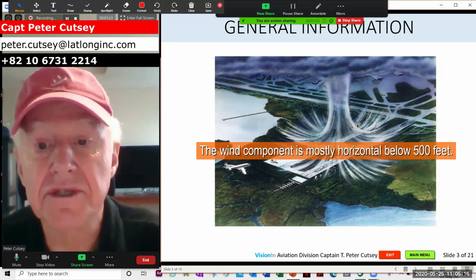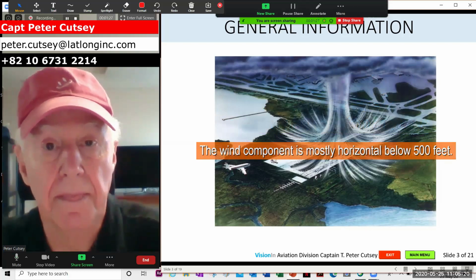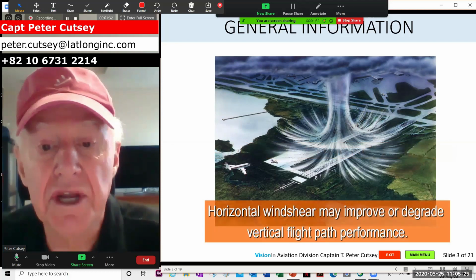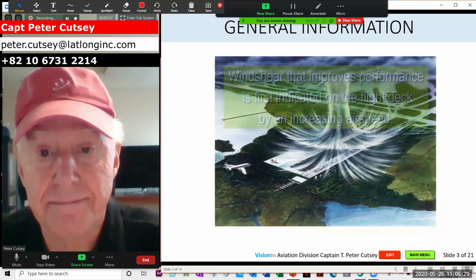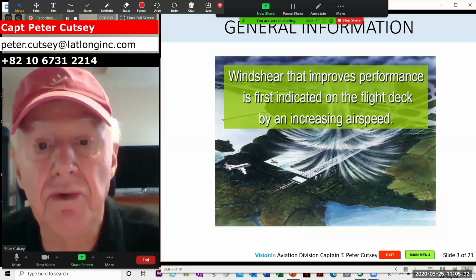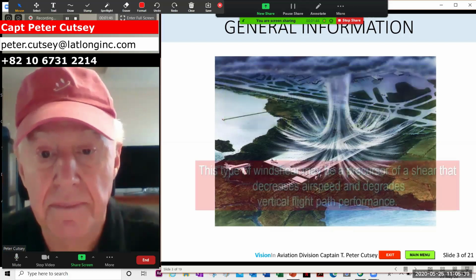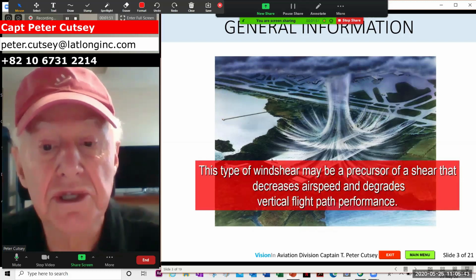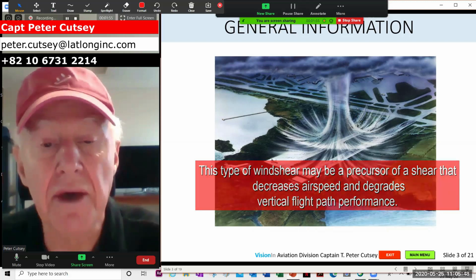The wind component is mostly horizontal below 500 feet. Horizontal wind shear may improve or degrade vertical flight path performance. Wind shear that improves performance is first indicated on the flight deck by an increasing airspeed. But this type of wind shear may be a precursor to a shear that decreases airspeed and degrades vertical flight path performance.